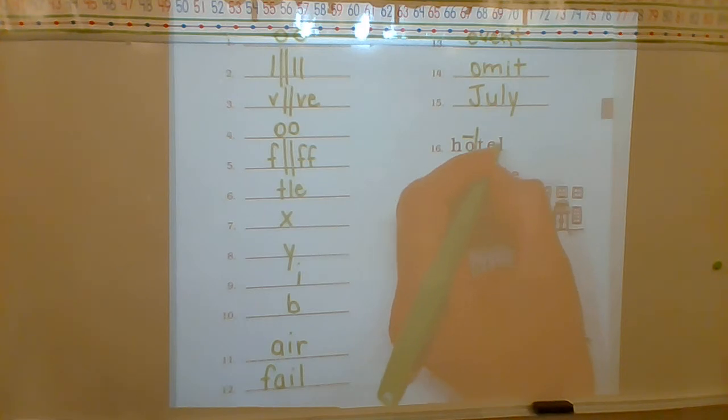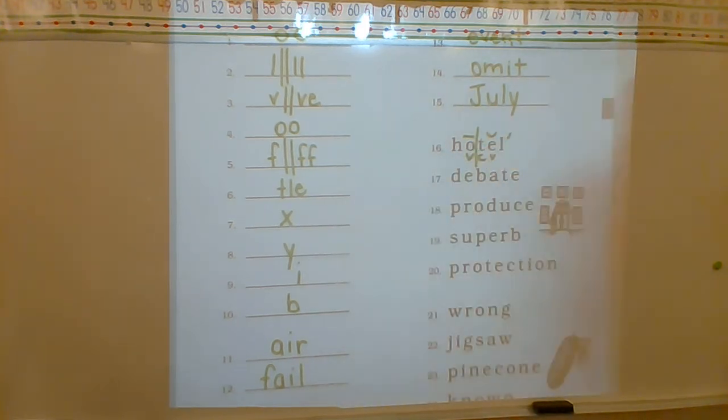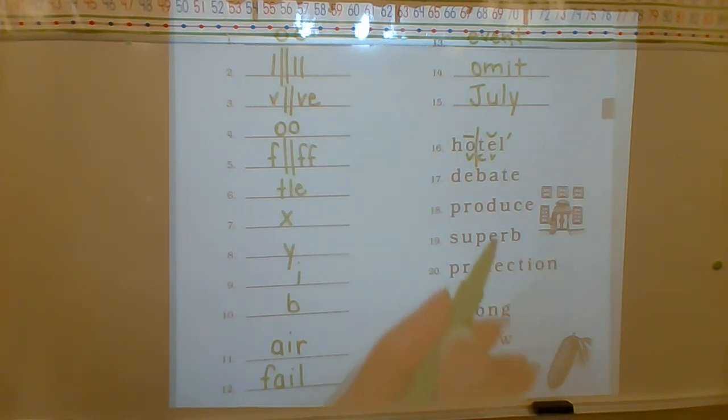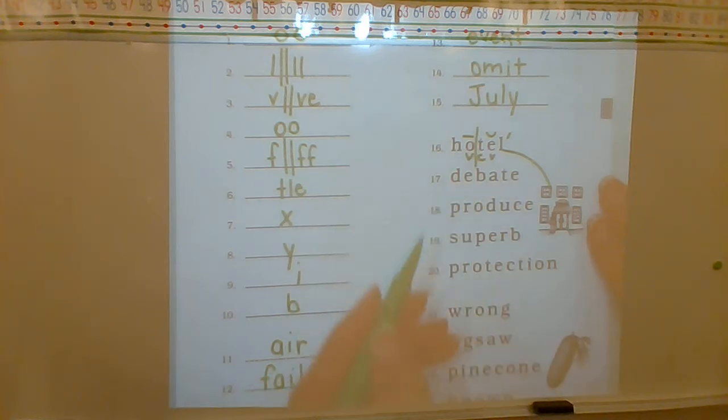Then you see a vowel followed by a consonant short sound, and we're practicing our accent on the end. Read that word, please. That's right. Hotel. Hotel. And that's a picture of a hotel. You could draw a line to it.